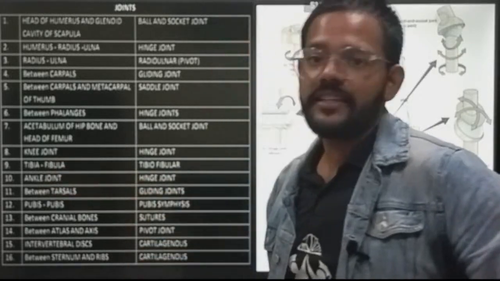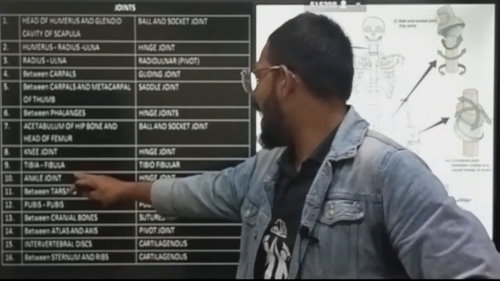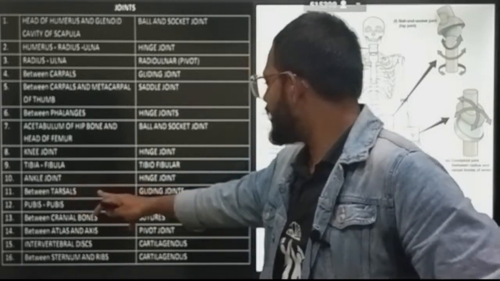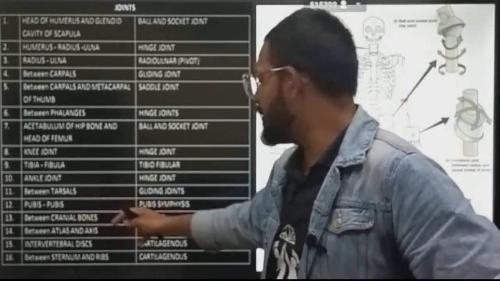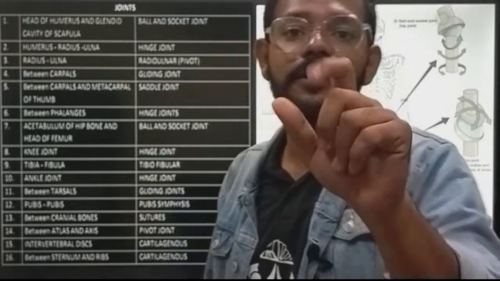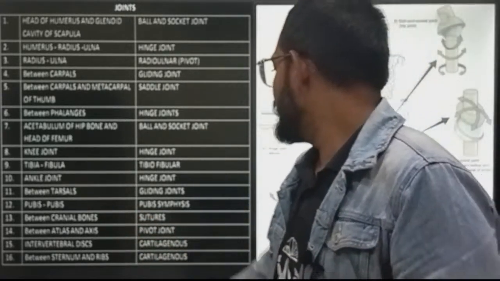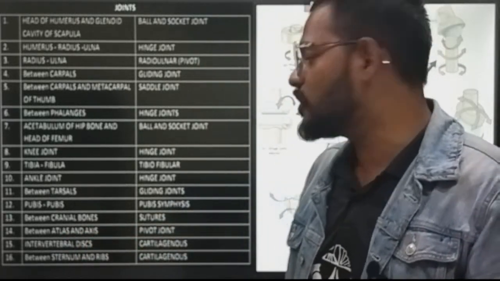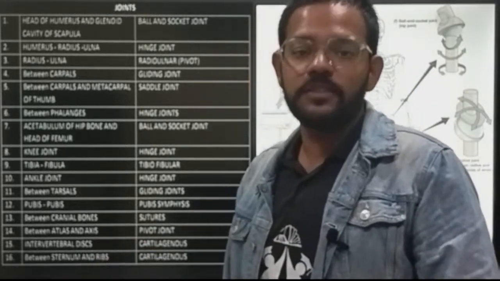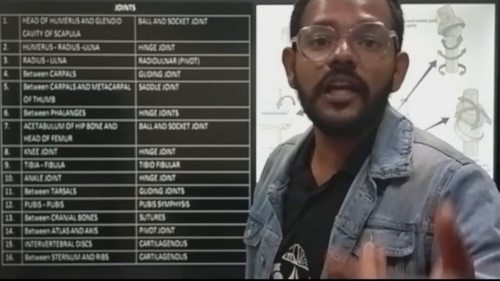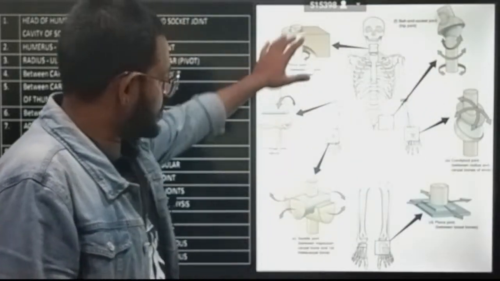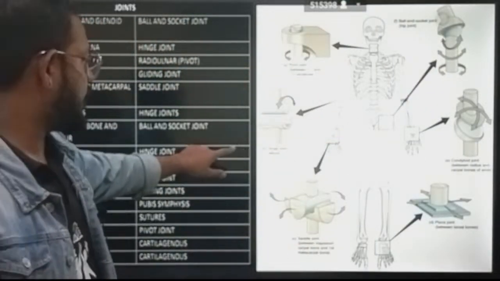Then you have the tibia fibula joint, that is the tibiofibular joint. Then the ankle joint is a hinge joint. Then between tarsals, gliding joint. Then the pubic symphysis, which is a type of fibrous joint. Then between cranial bones, frontal to parietal, occipital to parietal, temporal to parietal, these all are your sutures, fibrous joints. Next, between atlas and axis, pivot joint. Intervertebral disc is a cartilaginous joint. Between sternum and ribs, again cartilaginous joint, that is called costal cartilage. So these are different joints inside your body.